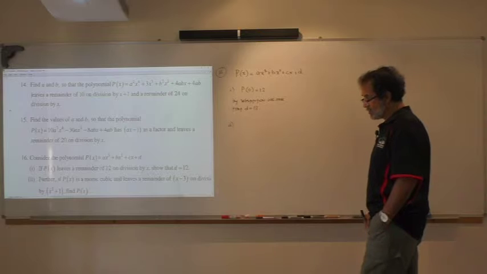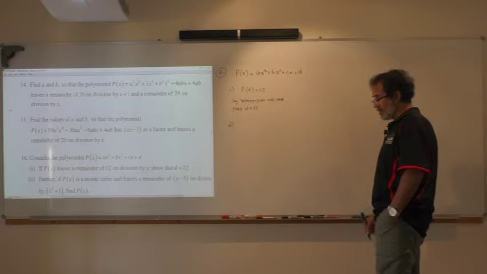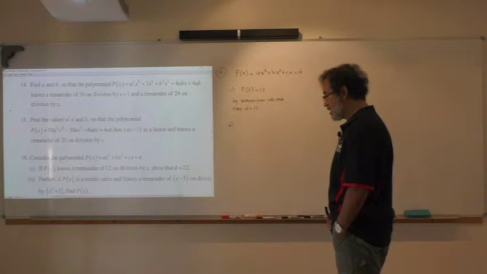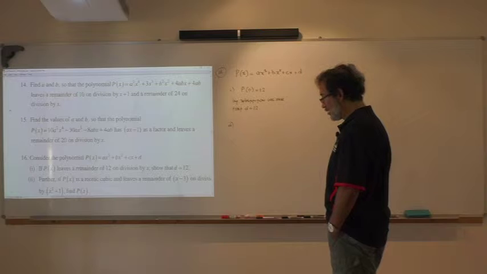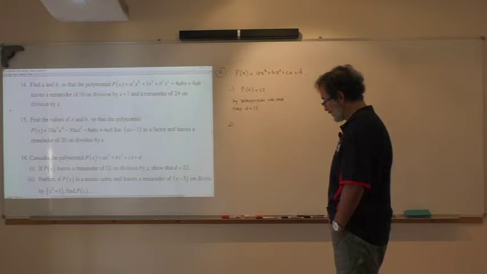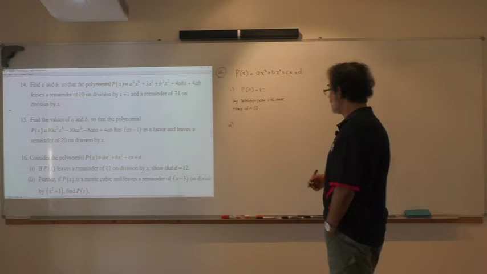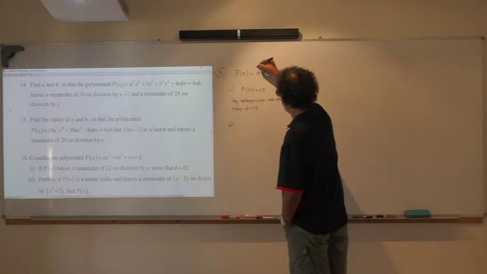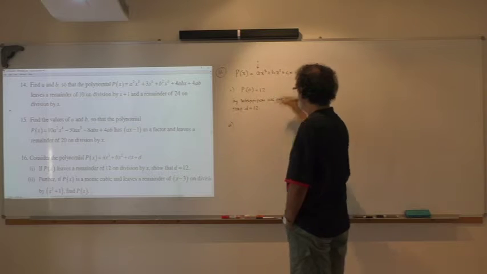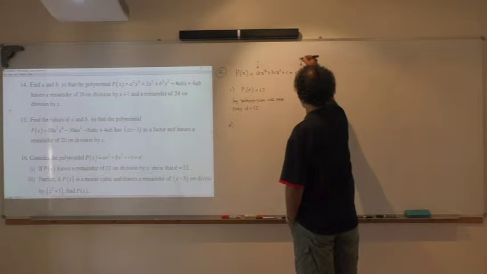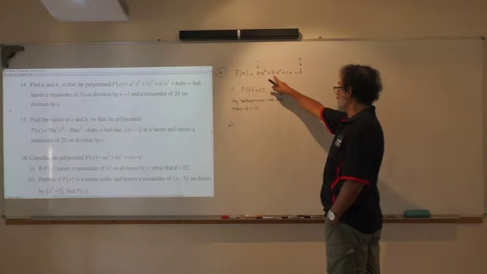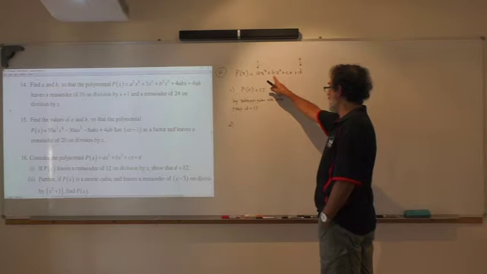Okay, part 2, I think, is a little bit more interesting, because they say if p of x is a monic cubic and leaves a remainder of x minus 3 on division by x squared plus 1, then we're gonna find the entire polynomial. So what we know so far is that a is equal to 1 because it's monic, and we already know that d is equal to 12 from part 1. So we need to find the answer for b and c.